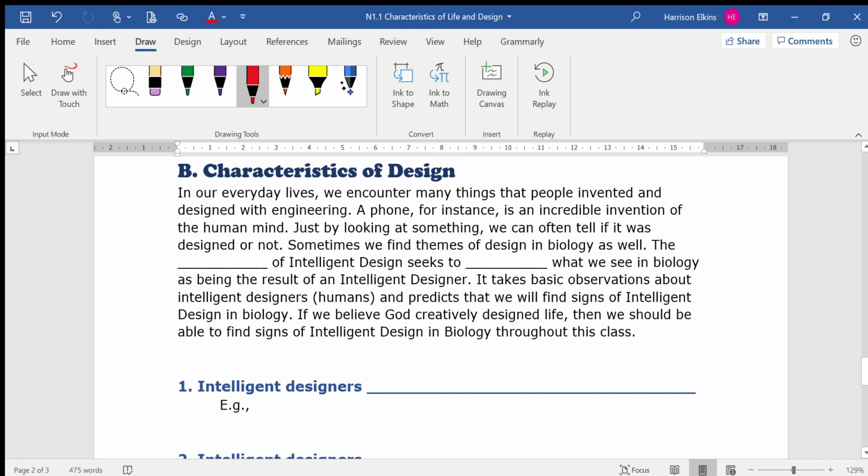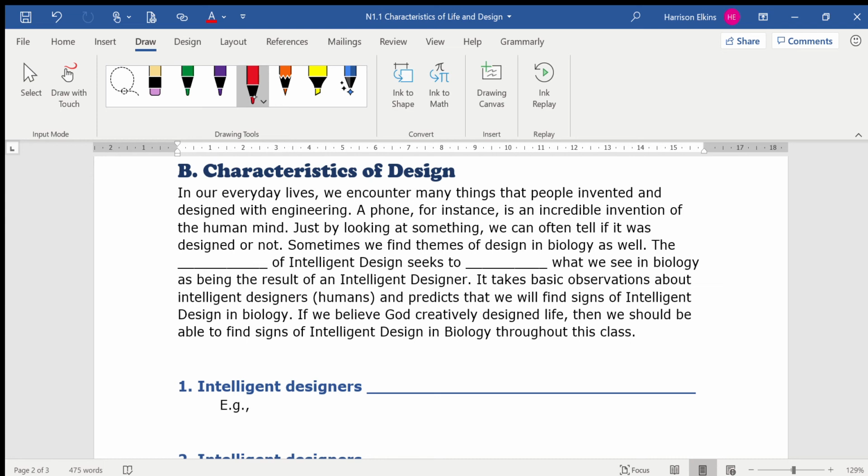So, throughout the year in this class, we're going to be talking about something called intelligent design. Basically, in everyday life, we encounter things that people invented or designed. For instance, a phone is a really cool invention. Smartphones, just crazy the complexity and design that goes into those. Just by looking at something, we can often tell if it was designed or not. There's a difference between my phone and a rock.